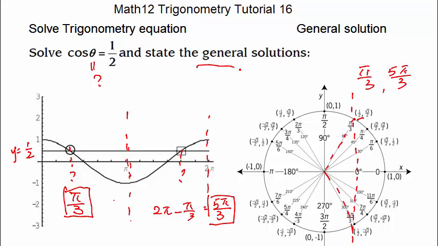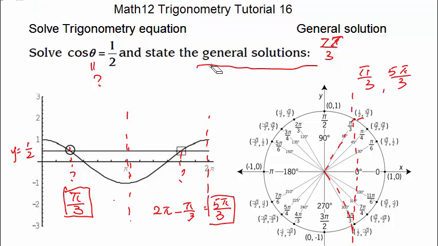Okay, however, there's one thing. General solutions. A lot of students seem very confused about these terms. What are general solutions? Okay, if you said you're done, pi over 3 and 5 pi over 3 are the solutions. What about 7 pi over 3? If you punch 7 pi over 3 into your calculator, cosine 7 pi over 3, you will get exactly half. That means you are missing solutions.